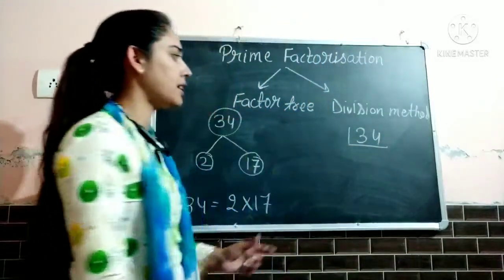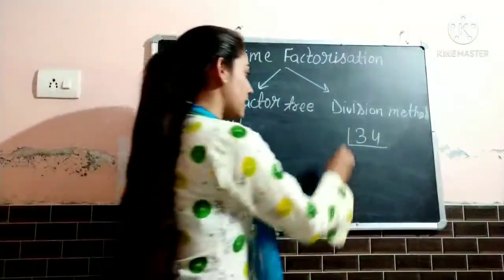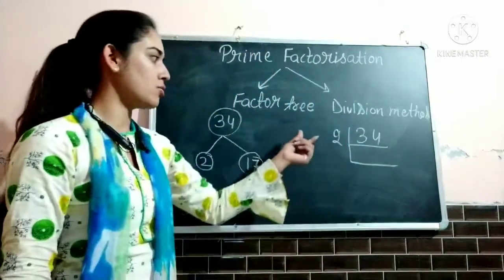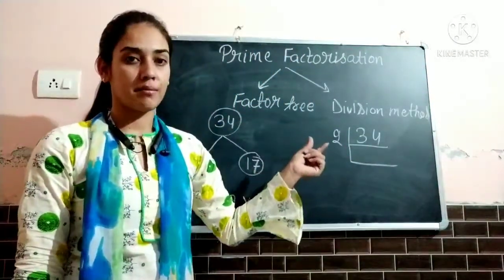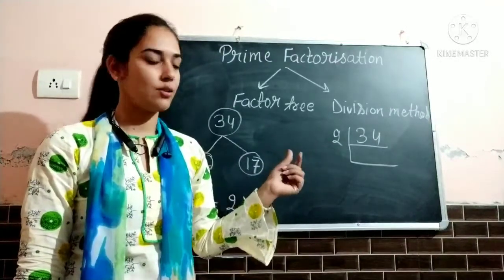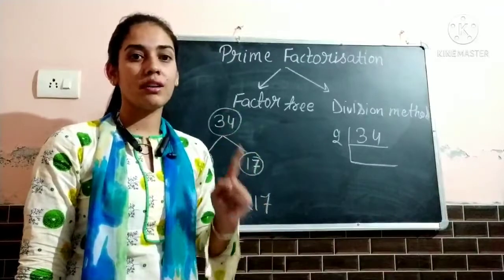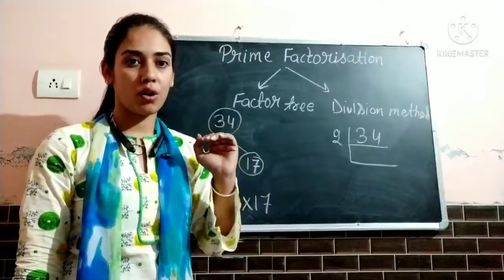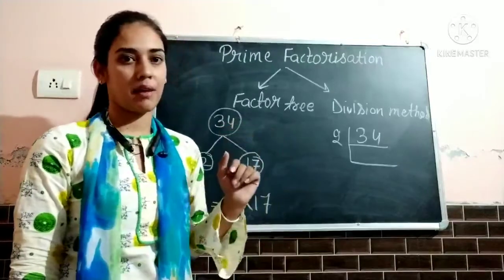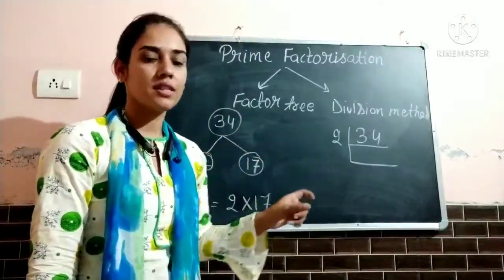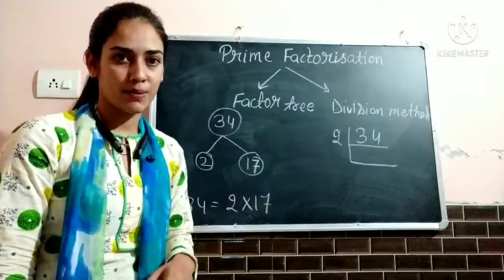34, we will divide 34 by firstly 2. Every time we will start division by 2 because 2 is the first prime number. 2 is the smallest prime number. One more thing I will tell you: 2 is the only even prime number. Other prime numbers are odd. Only 2 is the even prime number. So we will start from 2. If the number is not divisible by 2, then we will move to the next prime number.